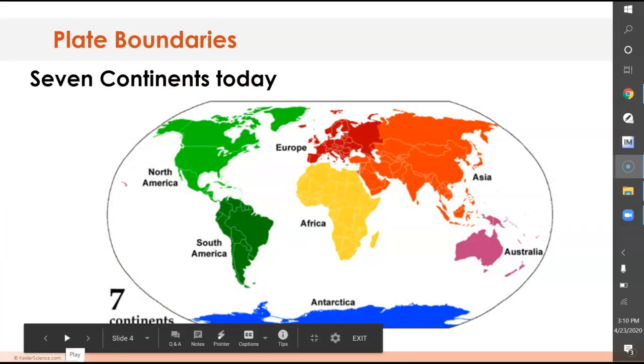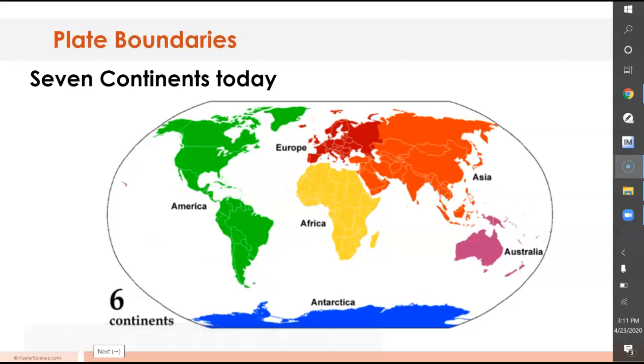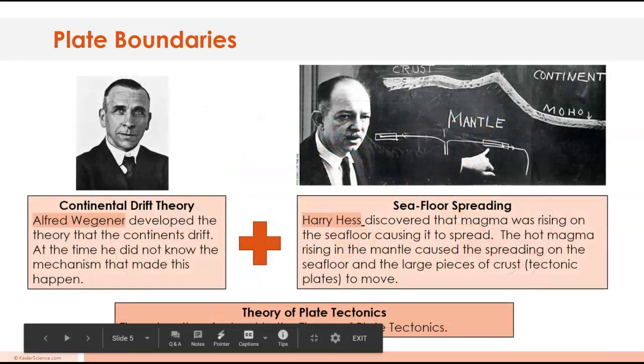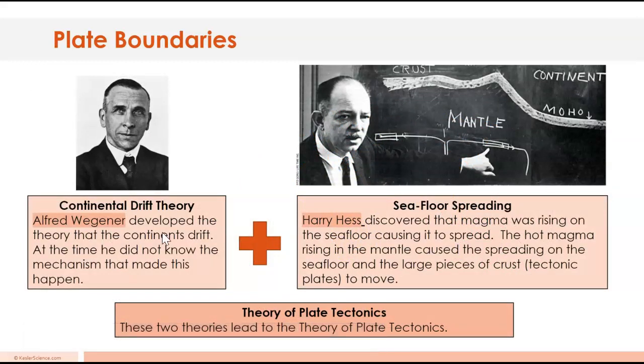All right, well, as we learned last week, there's 7 continents, but it wasn't always that way. It shifted into that position. So today we're going to talk about how the heck did it shift into that position? All right, last week we learned about Alfred Wegener, and he came up with that idea of continental drift.